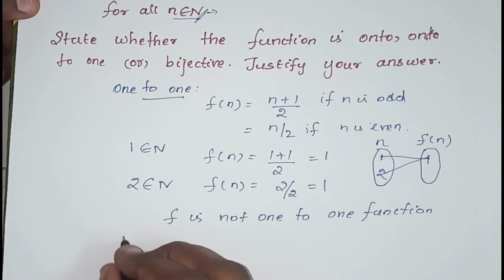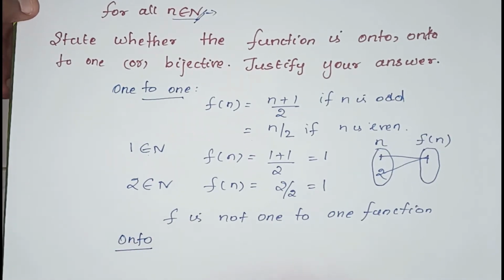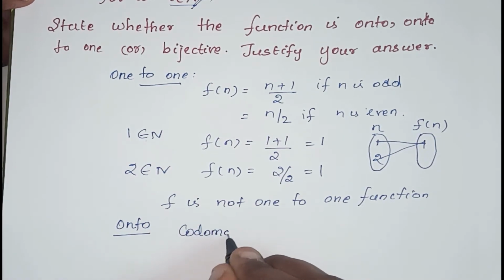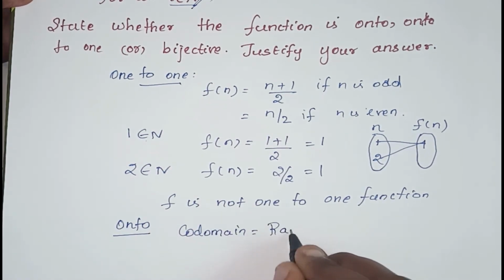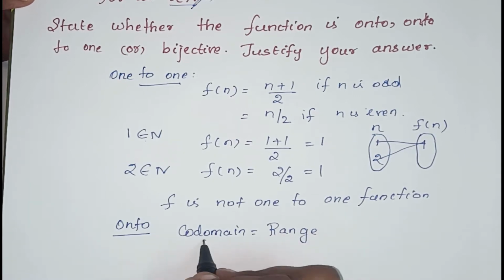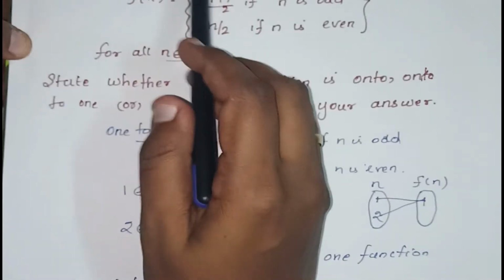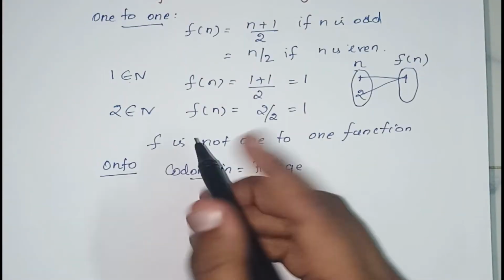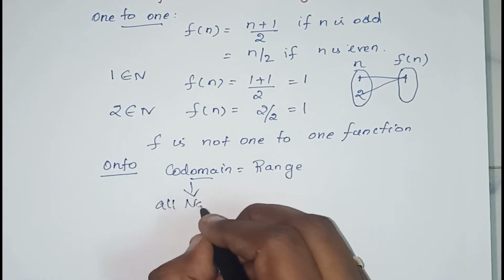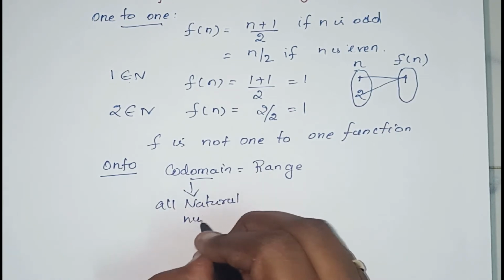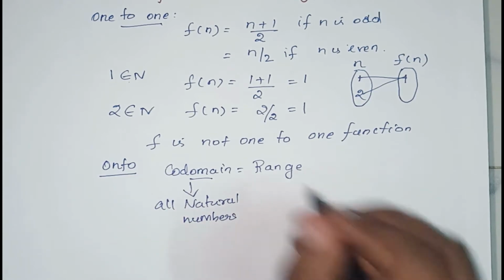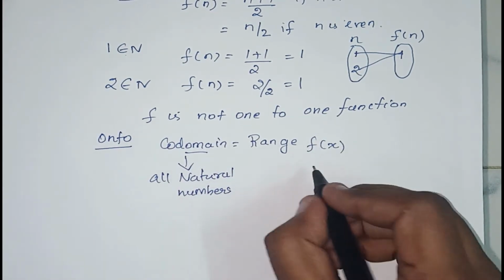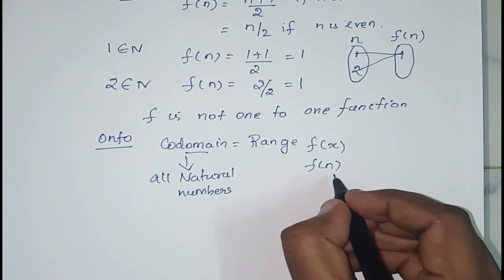Next we need to check onto. For onto, what condition do we need to check? The codomain is equal to the range. This is the condition for onto, right? The codomain is nothing but all natural numbers here. So we need to find the range here. Range is nothing but f(x), here f(n). So we need to find the f(n) values.